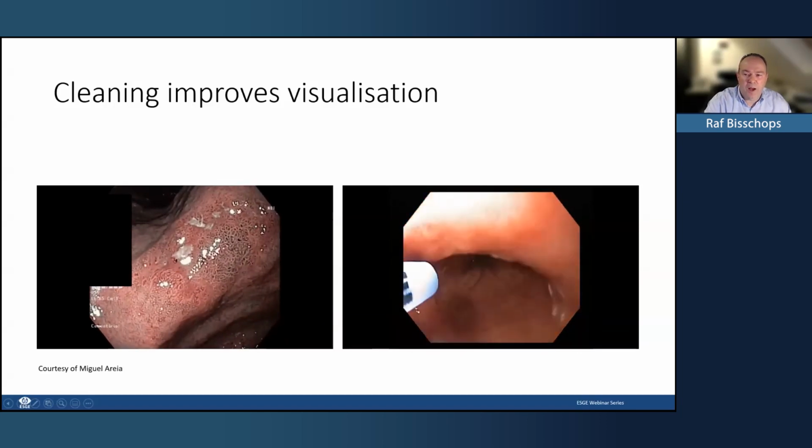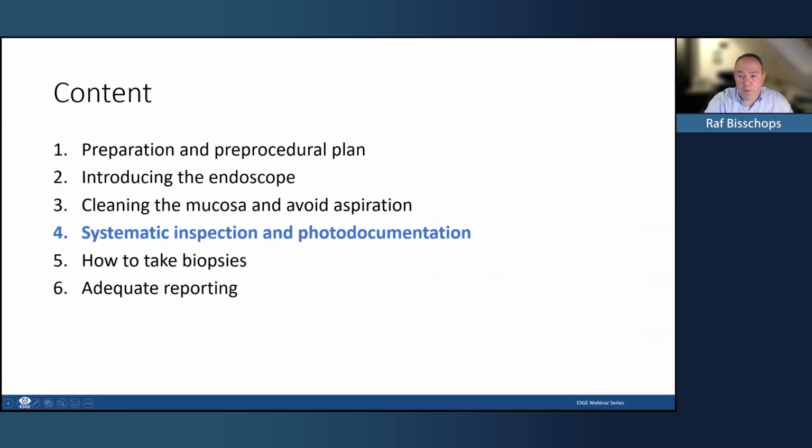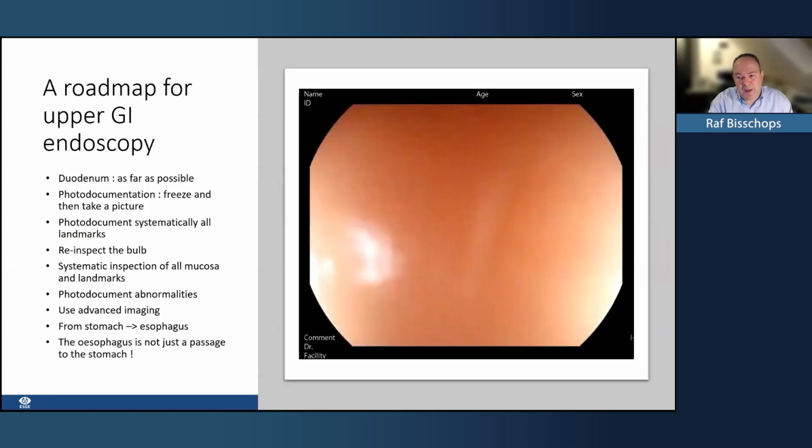So this is really why we want to clean everything, just like in the colon. We take it for granted to do a Boston bowel preparation scale, but we don't have this for the stomach, but we should do it ourselves. If everything is covered with mucus, you can't see anything. The next thing, after cleaning, is to come to a systematic inspection.